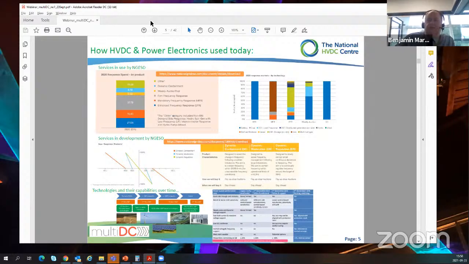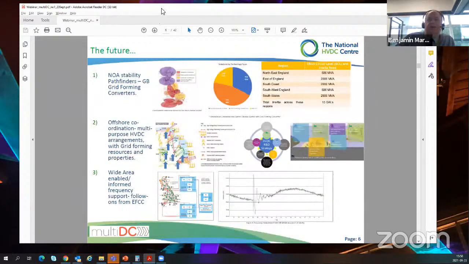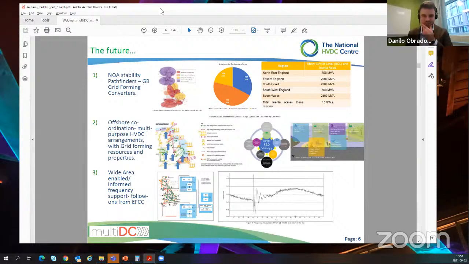So if we move to the next slide. So what's going on in the future? Well, stability pathfinders.